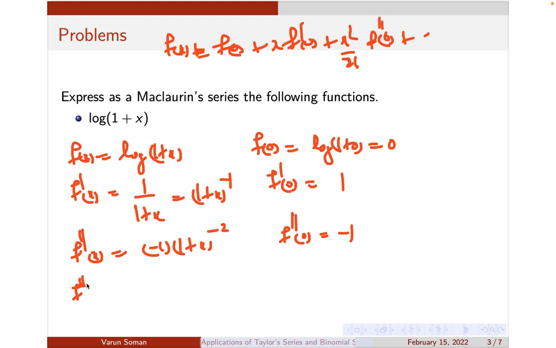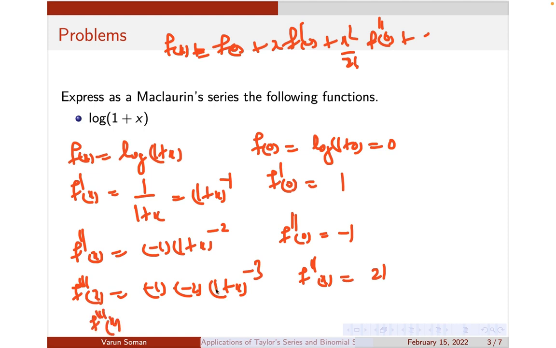Okay, so what is f triple dash of x? F triple dash of x is minus 1 into minus 2 into 1 plus x raised to minus 3. So f triple dash of 0 would be simply minus 1 into minus 2, that is basically 2 factorial. Similarly, if we observe the next derivative, there will be a factor of minus 3 coming here. So it will be minus 1 into minus 2 into minus 3 into 1 plus x raised to minus 4. So the next derivative at 0 will be minus 3 factorial. So it will be going on like this. So what will be the expression now?